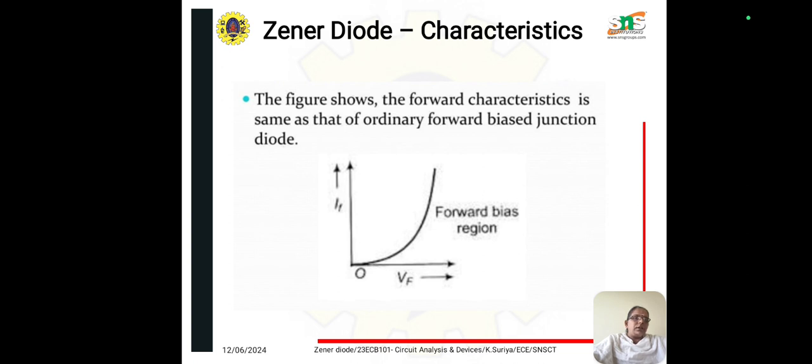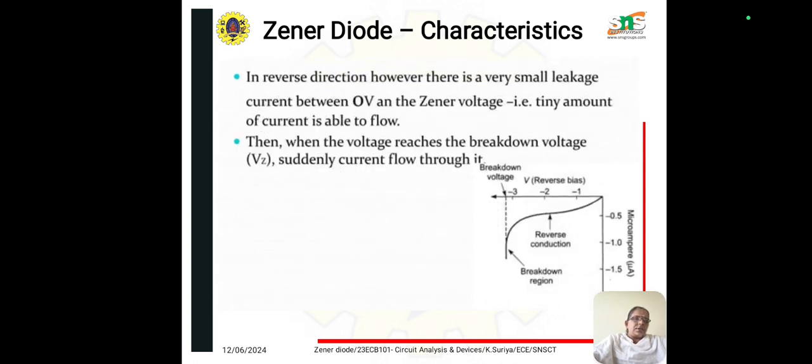Here the figure shows the forward biased characteristics, which is similar to the PN junction diode. This is the reverse biased condition. Here we have two types of breakdown, avalanche breakdown and Zener breakdown.